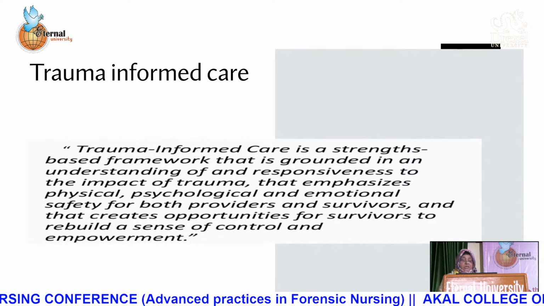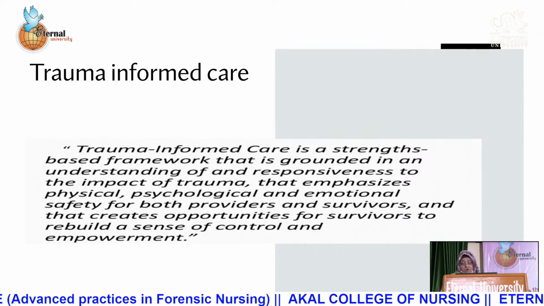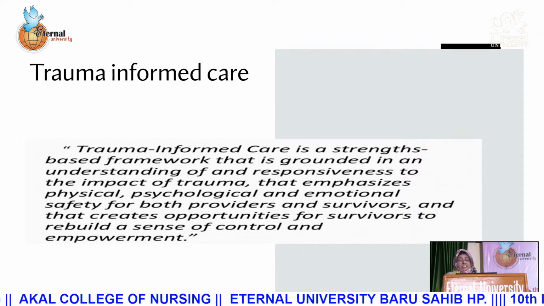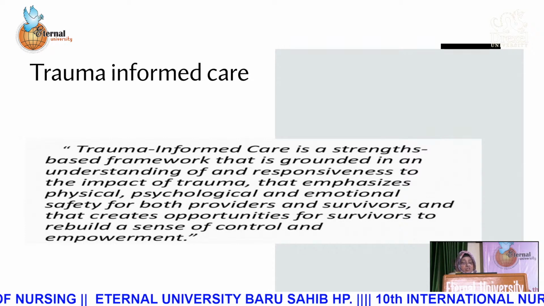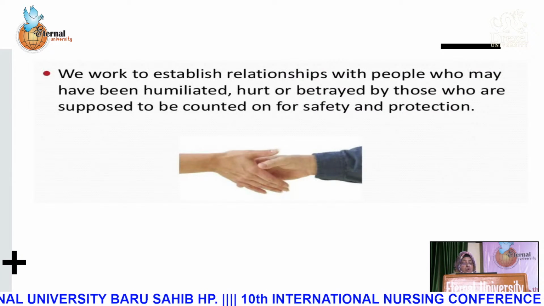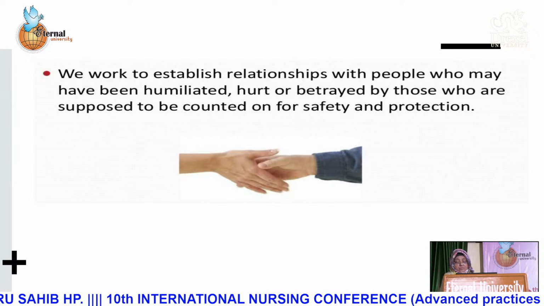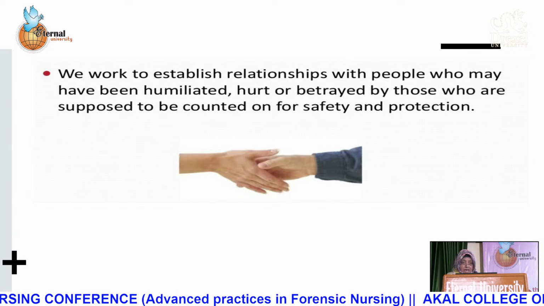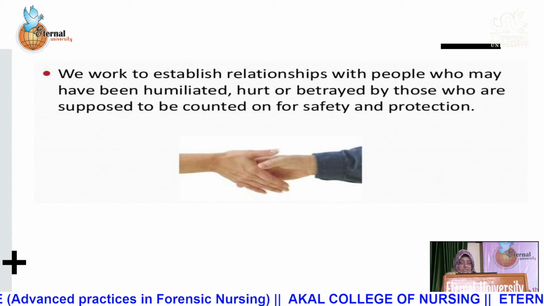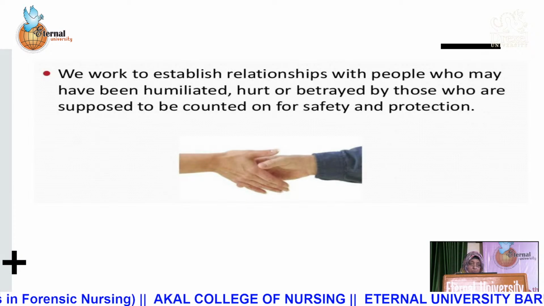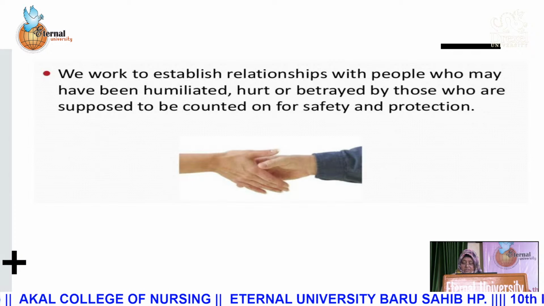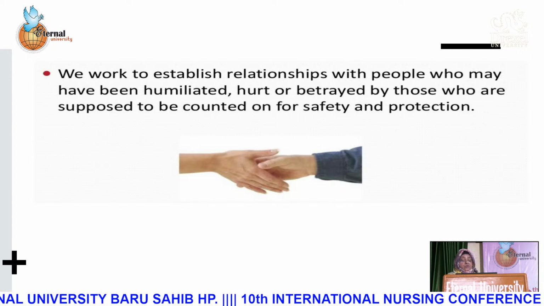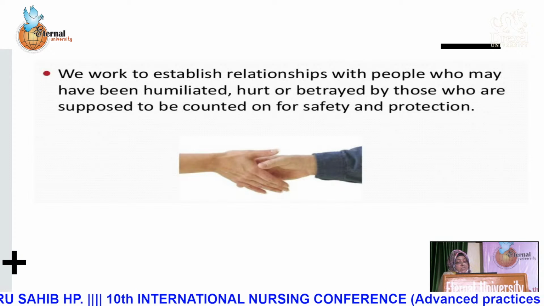So we have to be very particular about talking to the clients in this informed care. Then we have to work to establish relationships with people who may have been humiliated, hurt, or betrayed by those who are supposed to be counted on for safety and protection. Sometimes nowadays we are listening, father did this, this uncle did that. So that is more traumatizing if somebody abuses somebody whom they are expecting to be their caretakers. So this TIC recognizes the prevalence of trauma, assessment and treatment for trauma.